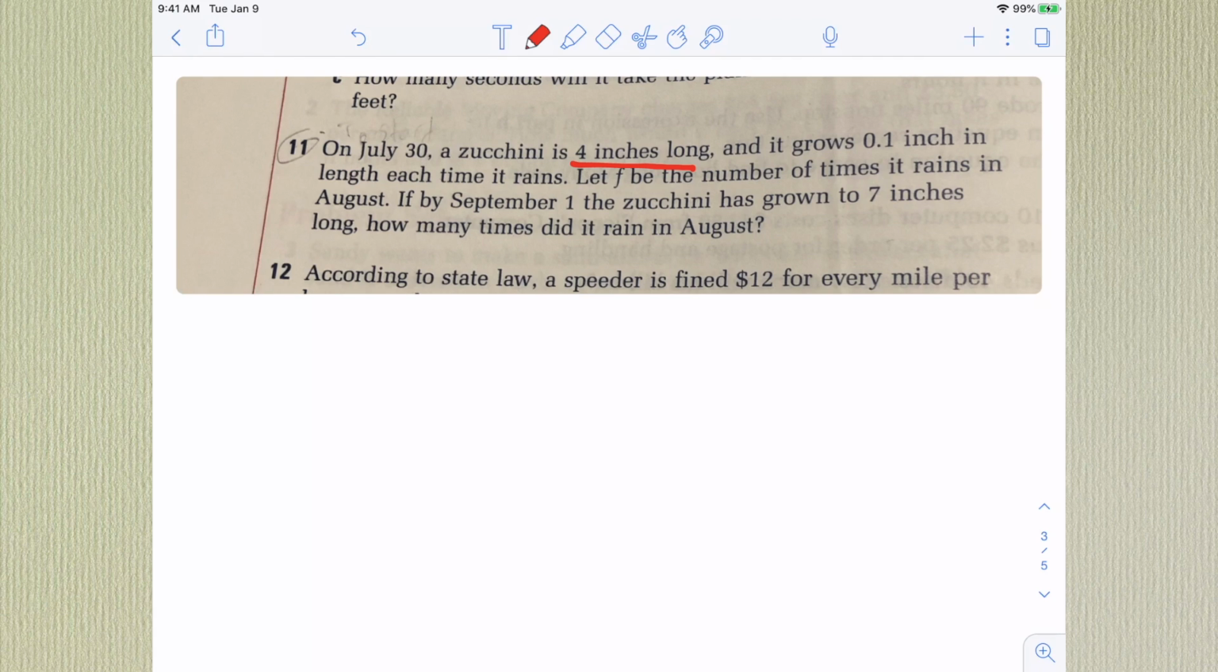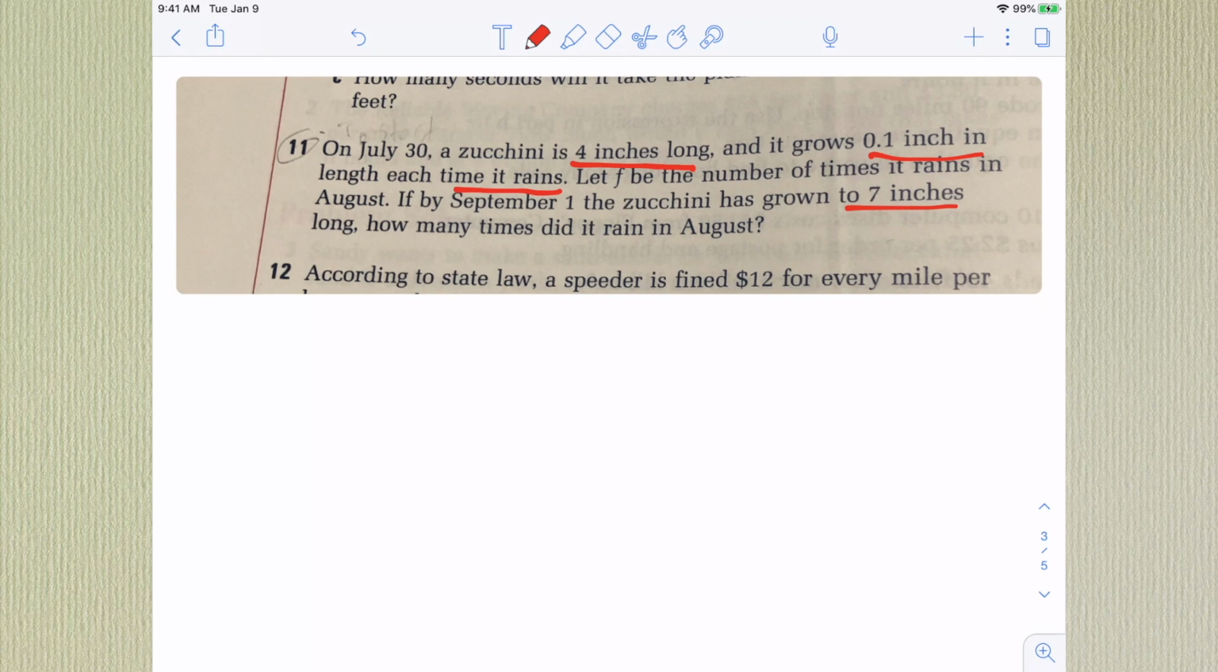It grows 0.1 inch in length each time it rains. Let f be the number of times it rains in August. If by September 1st the zucchini has grown to 7 inches long, how many times did it rain in August?